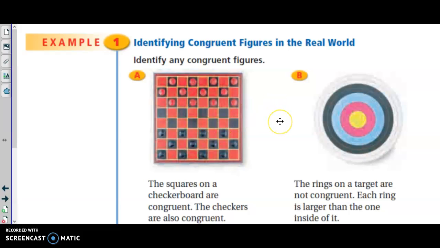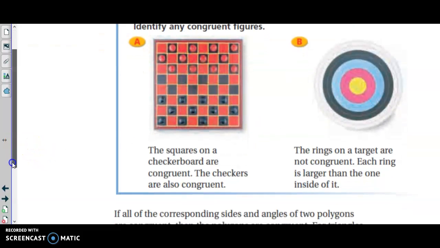Example 1, identifying congruent figures in the real world. Identify any congruent figures. In example A, the squares on a checkerboard are congruent. The checkers themselves are also congruent. B, the rings on a target are not congruent. Each ring is larger than the one inside of it.